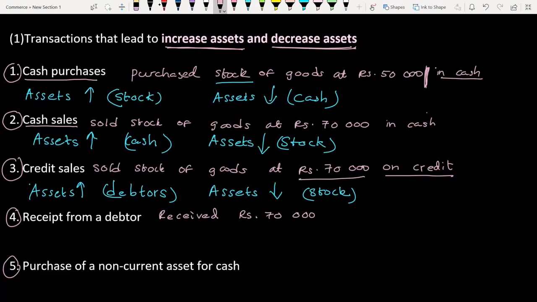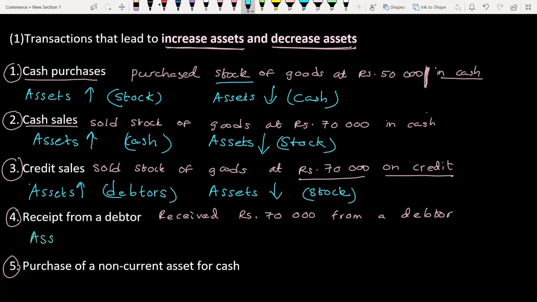It's rupees 70,000. The credit sales amount is rupees 70,000. Now the business receives this 70,000 from the respective debtor. So received rupees 70,000, let's say, from a debtor. Now, if there is a particular name of the debtor, we can write the debtor's name. Let's say if it is Amal, we can say received 70,000 from Amal, instead of a debtor. Right? Now, what happens because of this transaction?